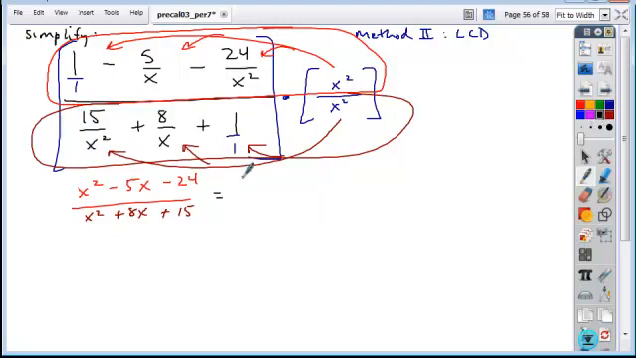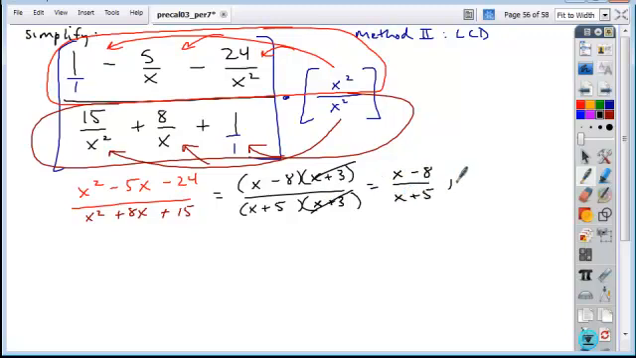So I'm going to factor everything. So x minus 8, x plus 3, factor the denominator, x plus 5, x plus 3, cancel common factors, and I get my answer, x minus 8 over x plus 5. Okay, now, I happen to see in this that x can't be negative 3. But here's the disadvantage to this method. So advantage, it's quicker. Disadvantage, you don't get to see the domain restrictions.